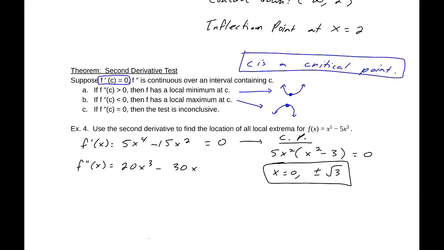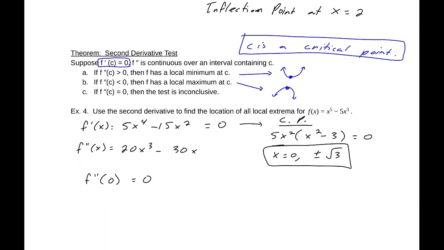All right, so f double prime of 0 is equal to 0. So this is inconclusive. Does not tell us what happens at 0. The second derivative at negative square root of 3 is approximately negative 51.96. Okay, so this is less than 0. Because that's less than 0, that means there is a local max at x equals negative square root of 3.